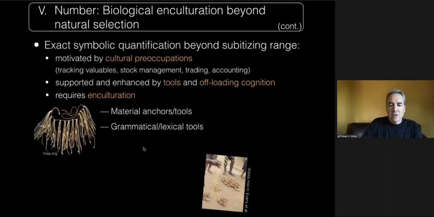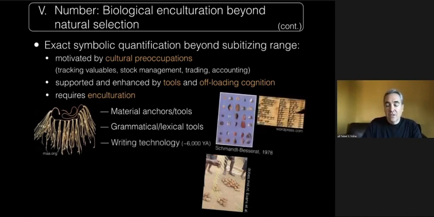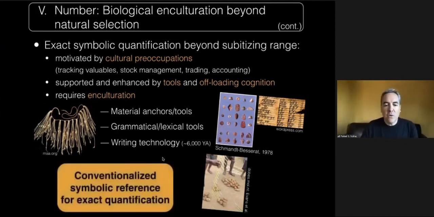for developing many of the calculations perhaps needed in order to build amazing buildings like Machu Picchu, for example. Some Polynesian languages have been demonstrated to have resources in their grammatical and lexical properties that serve as cognitive tools to support arithmetic reasoning, even in the absence of writing. And then also, of course, as I referred to earlier, from 6,000 years ago, the writing technology, you have a whole apparatus, all of which require conventionalized symbolic reference for exact quantification, namely number.